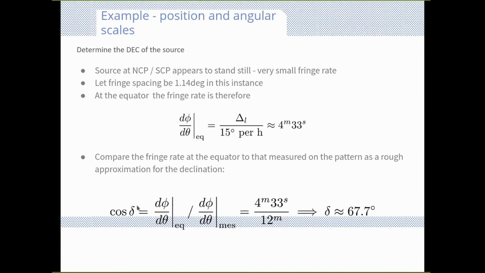take the cosine of that, which gives us roughly the declination, right? That's just a rough approximation, and in this case, it's going to be roughly 67.7 degrees. Right? So that is the position with a two-element interferometer if we have a single bright source that we're keeping track of.